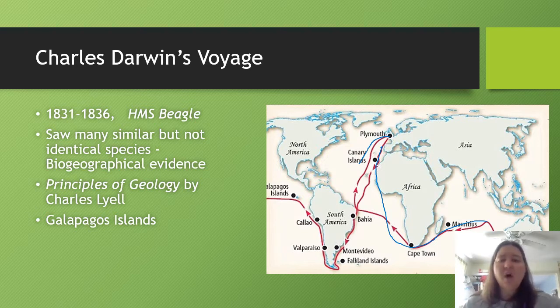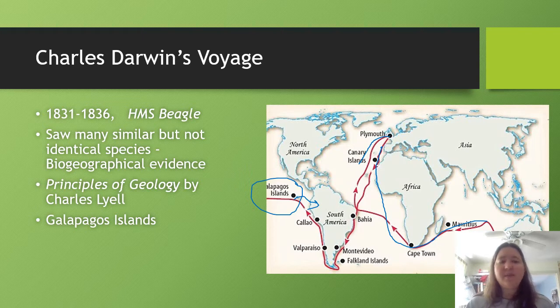And he saw a lot of things that were very curious, because what he saw were similar species in a lot of different places, but they weren't identical. And one of the big things that he did at the Galapagos Islands was he saw that there were so many species on the Galapagos Islands that were related or similar to species that he found in South America. And this made him think.